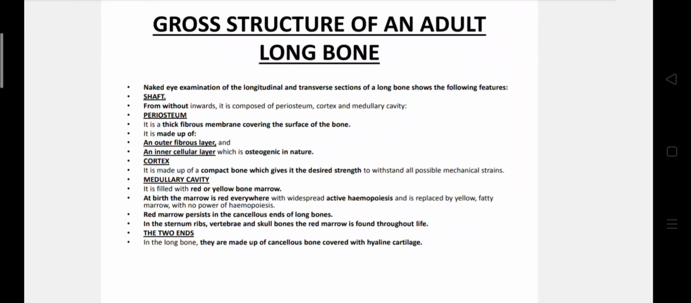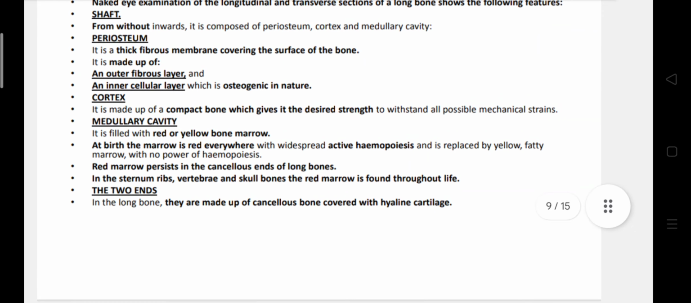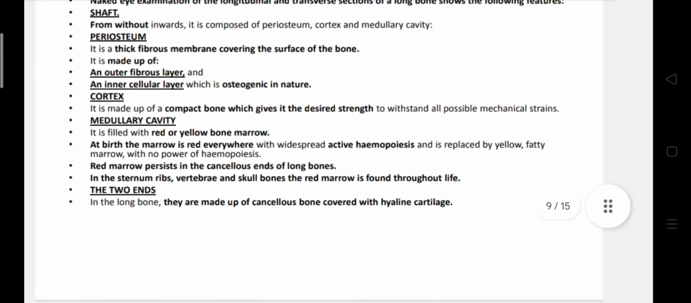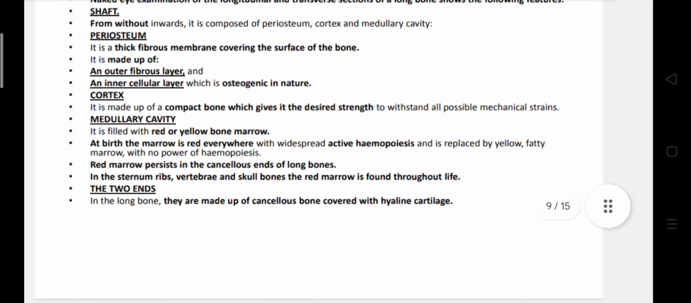Medullary cavity. It is filled with red or yellow bone marrow. At birth, the marrow is red everywhere with widespread active hemopoiesis and is replaced by yellow fatty marrow with no power of hemopoiesis. Red marrow persists in the cancellous ends of long bones. In the sternum, ribs, vertebra, and skull bones, the red marrow is found throughout life.